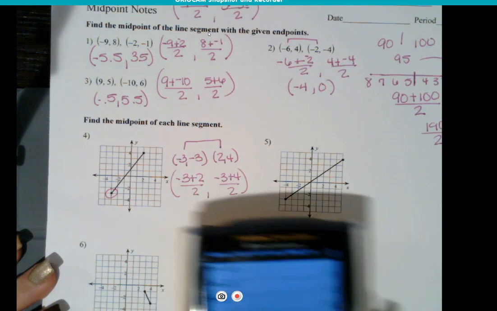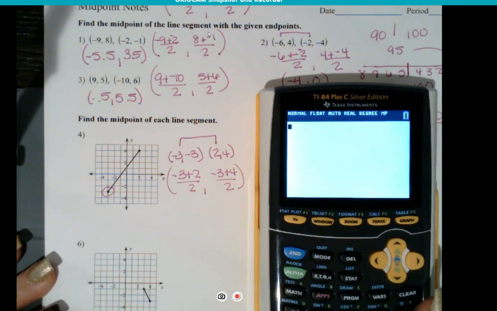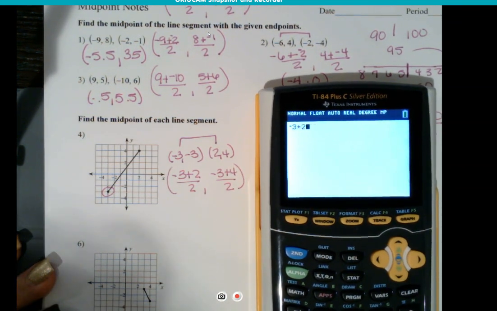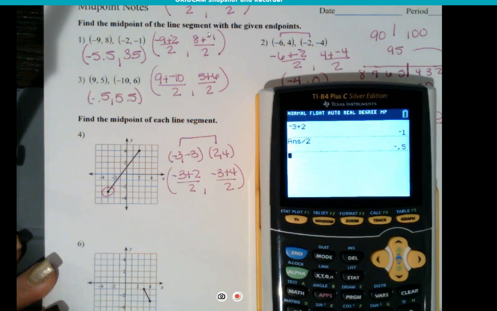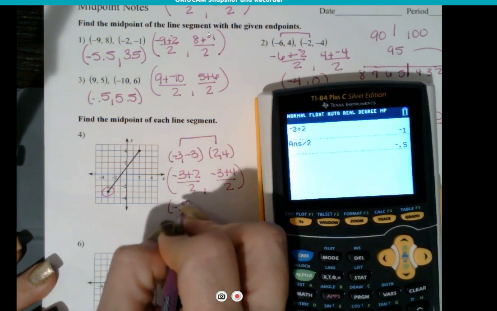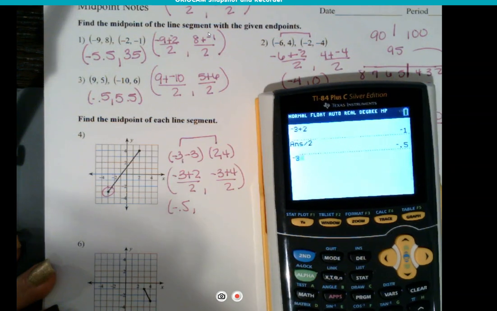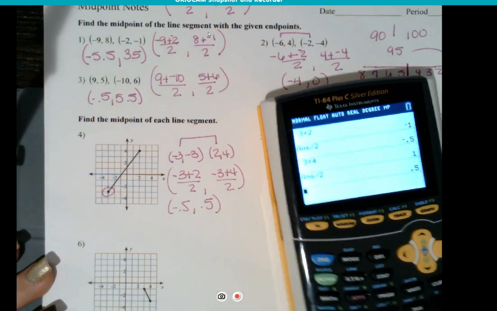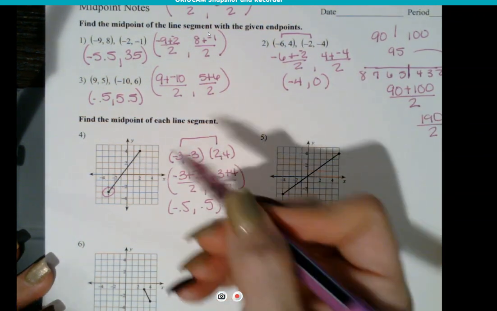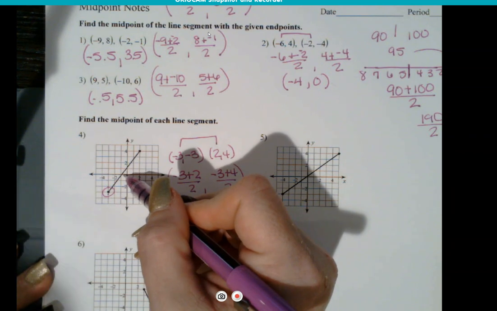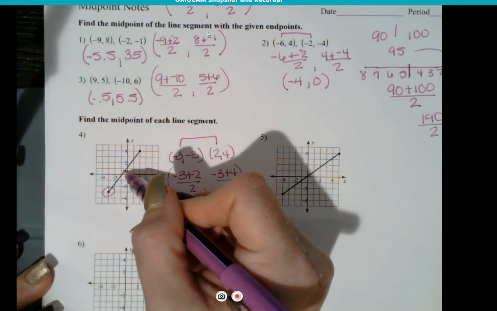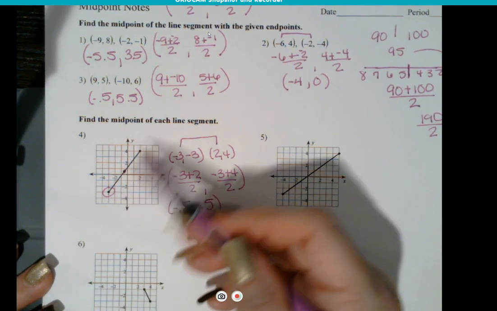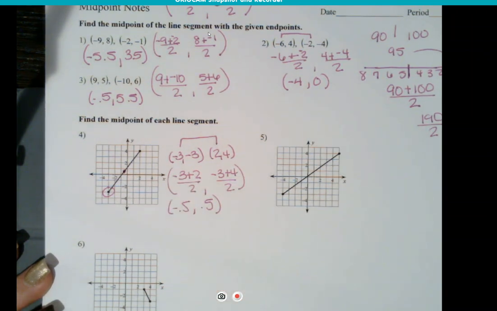And so then I'm going to do those two things. I'm going to say -3 plus 2, enter, divided by 2, and that's going to be -0.5. -3 plus 4, enter, divided by 2, and that's going to be 0.5. And so there is my point. Now, on a graph, I like it because you can check it. If I graph -1/2, that's negative here, and then +1/2, it puts my dot right there. Doesn't that look like it's in the middle? And so you can check your answer that way by regraphing it if it's on a grid.